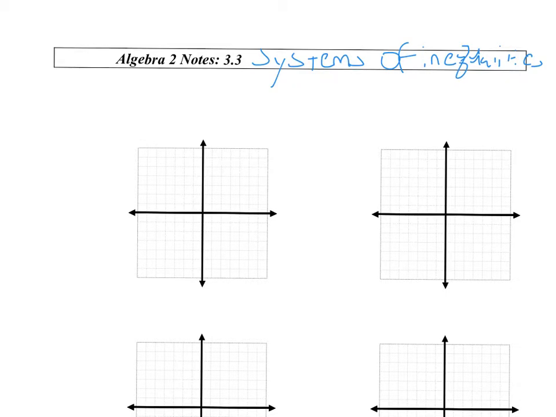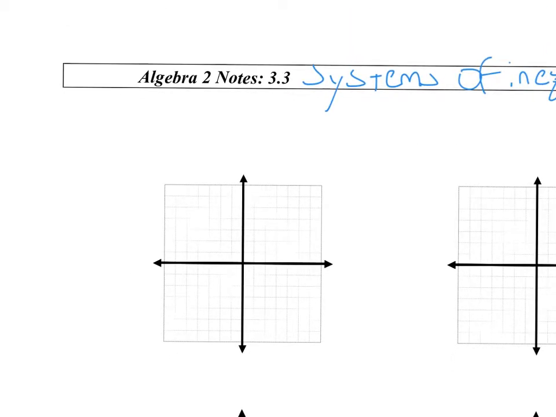All right, so here we go. We have two parts today. And the first part is that we're just going to remember and learn how to graph inequalities. Graph inequalities.